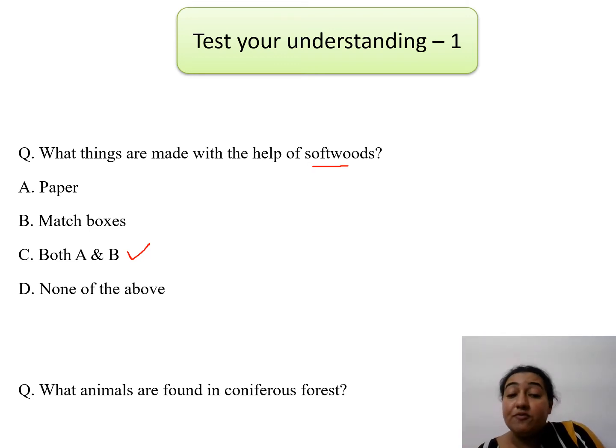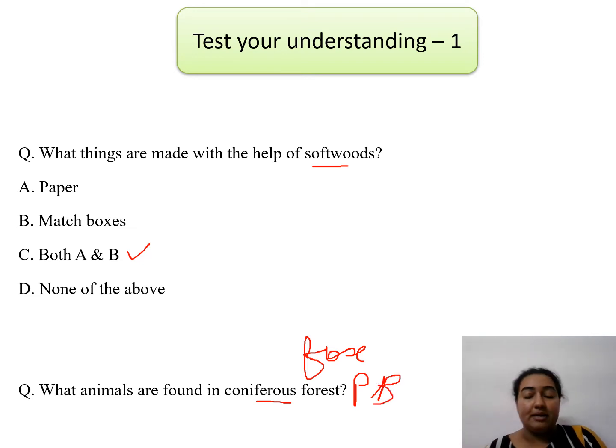And what animals are found in coniferous forest? Think of those animals that can survive in extreme winters. Fox and polar bear. Yes, these are the animals that can survive in extreme winters. Now we'll proceed forward.